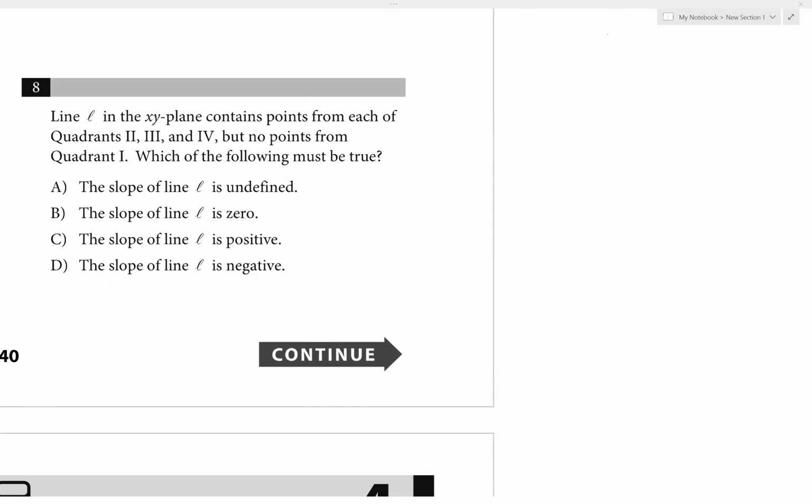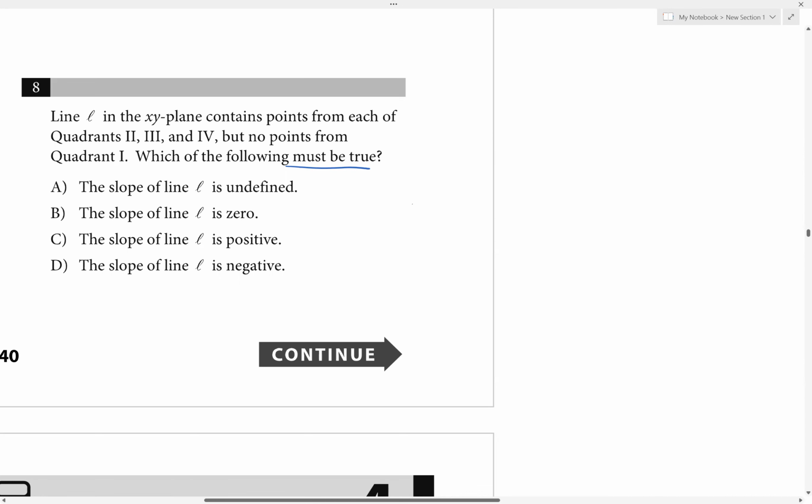All right, number 8. Line L in the xy plane contains points from each of the quadrants 2, 3, and 4, but no points from quadrant 1. Which of the following must be true? Okay, so must be true.